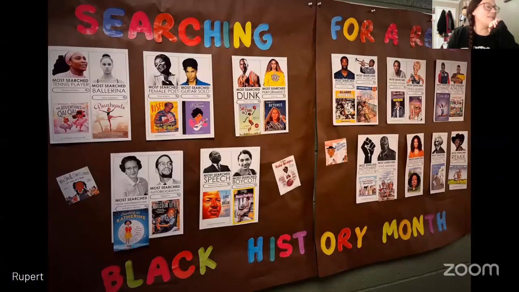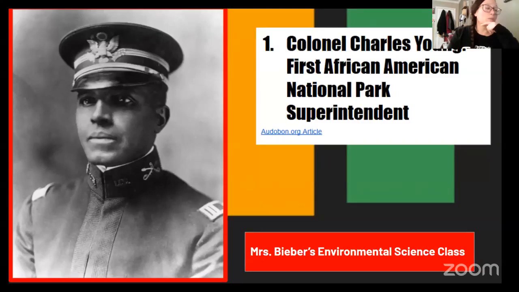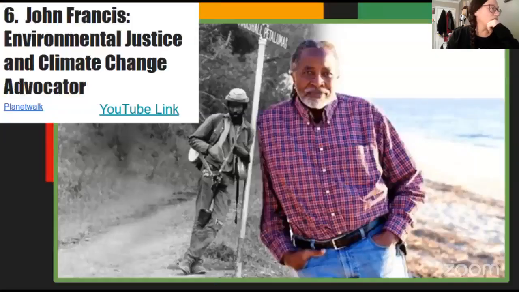At Rupert, they had some book recommendations depending on the most searched speech or the most searched NASA mathematician, and they had books for each one of them from somebody from Black history or current, which looked like a pretty cool display there. In Mrs. Bieber's class in environmental science at the high school, they were studying and doing a project revolving around Black environmentalists. So I thought this was pretty cool. I asked her if I could share a few of her slides. They had a rubric attached to it, and were doing some research on each of these folks and had linked up to different YouTube videos for each one of them. I really loved that picture.